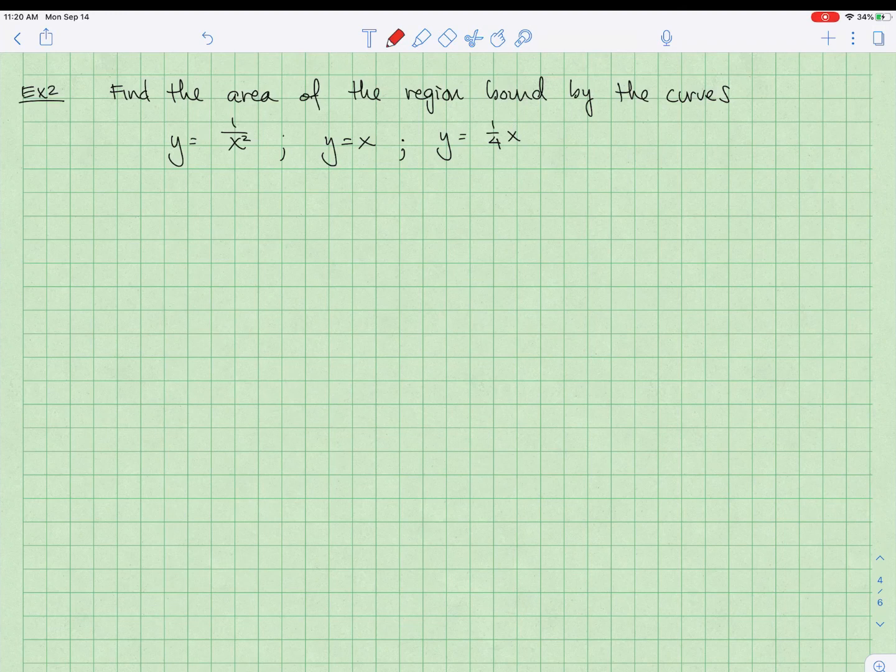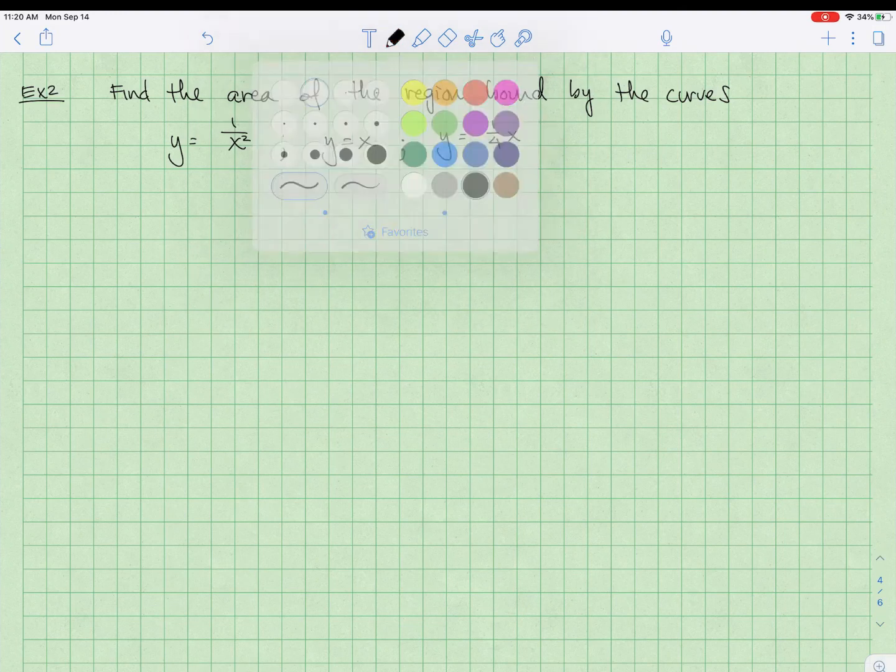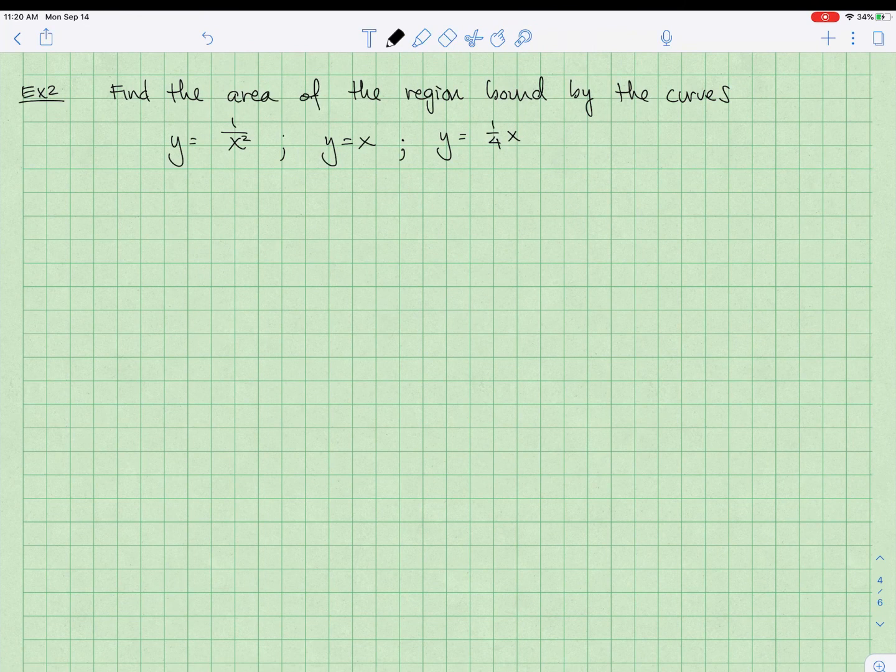For our second example, let's take a look at the area of the region bound by the curves y equals 1 over x squared, y equals x, and y equals 1/4 x. And I'll try to draw this with as much accuracy as I can here.